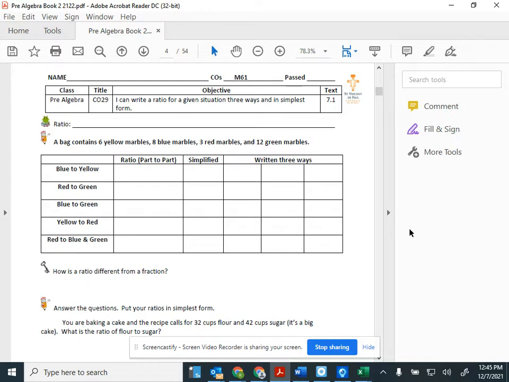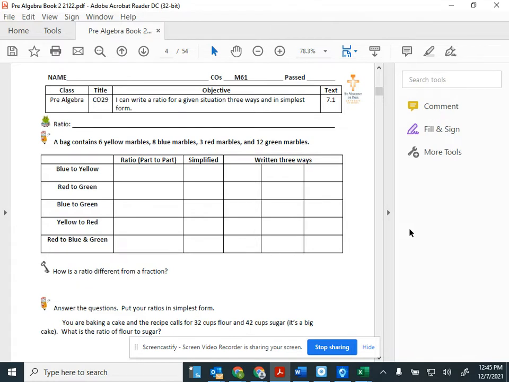So for those of us that are at home, you will get your binder when you return to school. I have it for you, but on the Google Classroom assignment, I have the page that we are working on today. So make sure you're looking at the Google Classroom assignment, and you'll have these pages in the Google Classroom. You'll get the actual binder when you return to school.